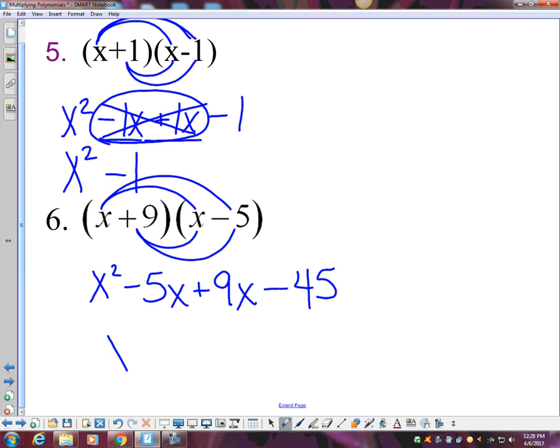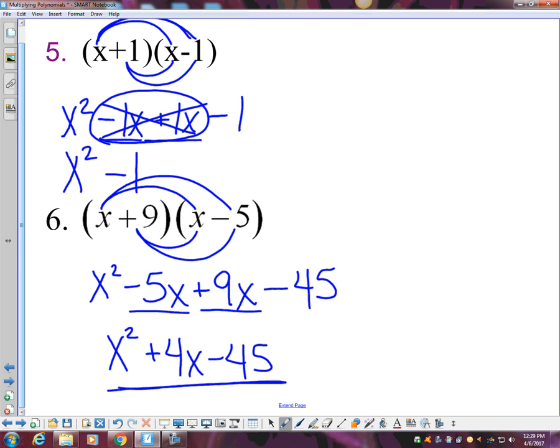Okay, I got my x squared. These two terms are like terms because they both have an x and they're both to the first power. I have a negative 5 and a positive 9. That's going to give me a positive 4x minus 45. And my answer has 3 terms. I have that middle term because these two did not cancel out.